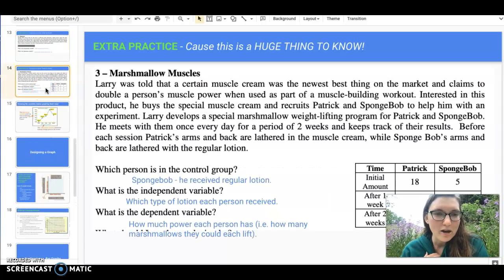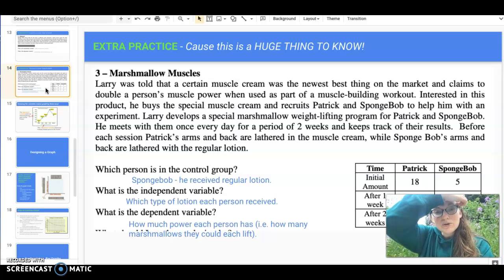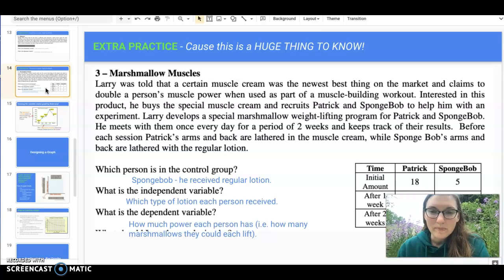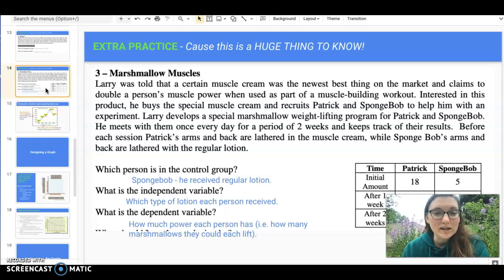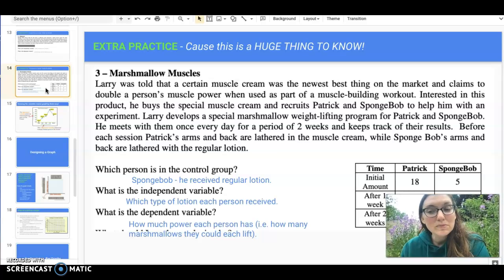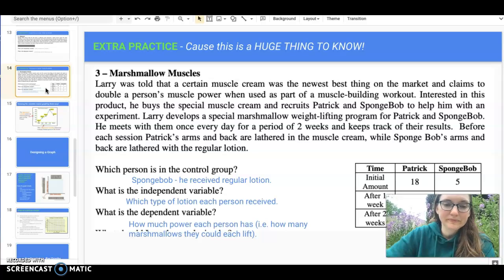Let's see. Marshmallow muscles. Larry was told that a certain muscle cream was the newest best thing on the market and claims to double a person's muscle power when used as a part of a muscle building workout. Interested in this product, he buys the special muscle cream and recruits Patrick and SpongeBob to help him with an experiment. Larry develops a special marshmallow weightlifting program for Patrick and SpongeBob. He meets with them once every day for a period of 2 weeks and keeps track of their results. Before each session, Patrick's arms and back are lathered in the muscle cream, while SpongeBob's arms and back are lathered with the regular lotion. Which person is in the control group?